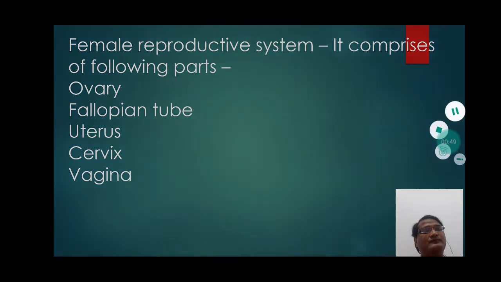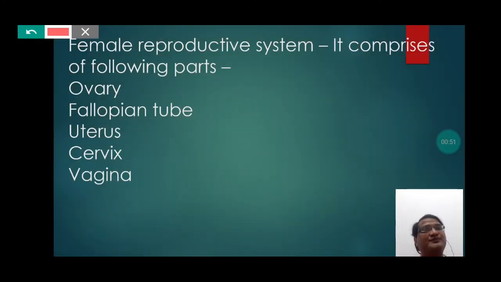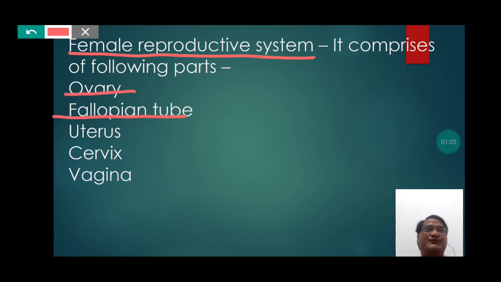Students, the most important part of the female reproductive system is made up of ovary, fallopian tube, uterus, cervix and vagina.